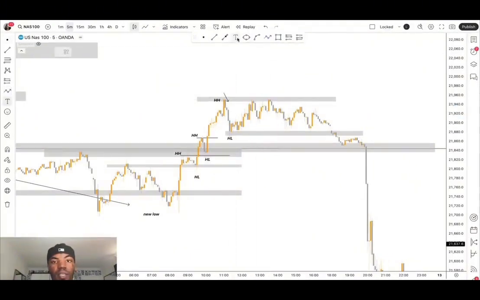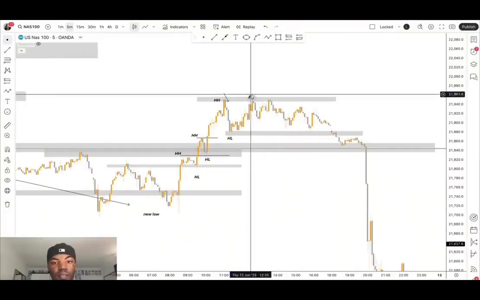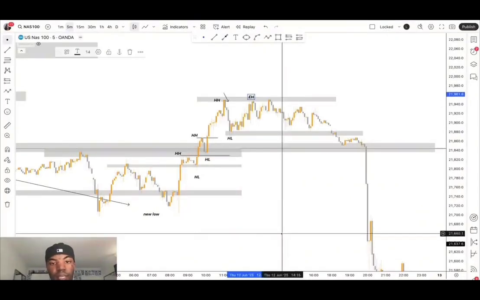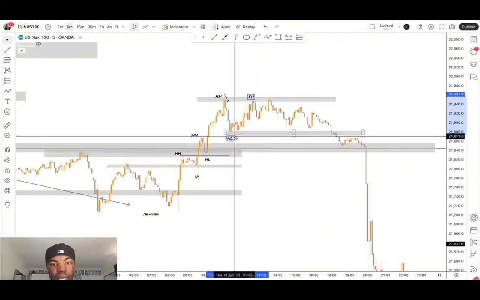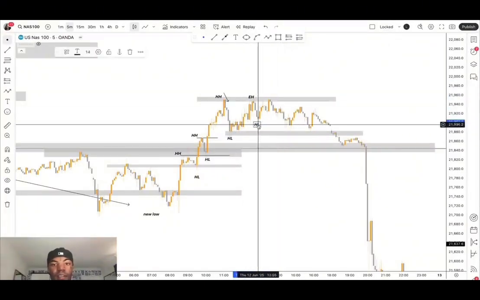And equal highs is normally telling you price is not trying to go any higher than this. I put EH, equal high, right? So this is basically telling you price isn't trying to go higher, but it's also telling us it's not trying to go lower, because what did it give us right after? A higher low, right? So now we have a higher low and then an equal high, but price isn't going any higher.